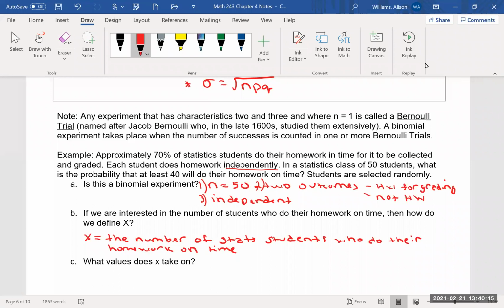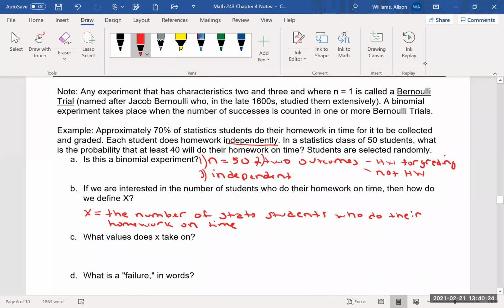So what values does X take on? So in this class of 50 students, is it possible that no one does their homework? Yeah, it's possible, but it's not likely. So that's a possible value X could take on. Or maybe one student does their homework, or two students, or three students, and so forth. In other words, it could be all the way up to 50 students. All 50 of them do their homework. That's also not as likely, okay? But it's possible. So that would be the values that X would take on. And I'll just put the dot, dot, dot because I don't want to list all of the numbers up to 50.